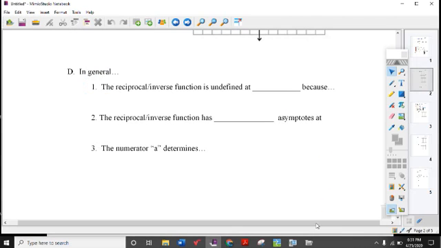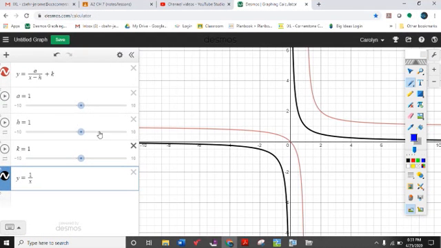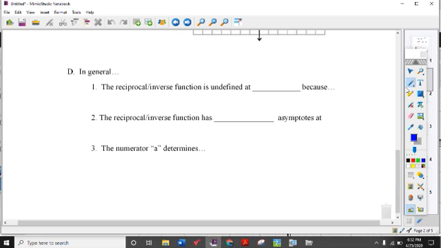We finished off after graphing reciprocal functions. I'm going to Desmos real quick. Our basic function looks like this: y equals 1 over x. That was the reciprocal function, or the parent rational function. So in general, remember that the reciprocal, or the inverse function, sometimes as it's called, is undefined at x equals 0 because we can't divide by 0.